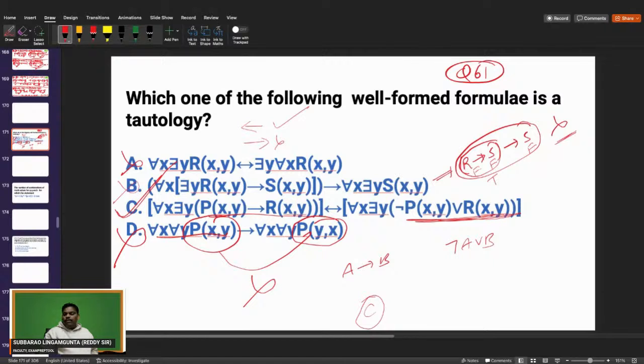Which one of the following well-formed formulas is a tautology? I think option C is a tautology. It will work both sides. Option A will not work both sides. Option B, one side also it doesn't work. Option D, it doesn't work. So the answer is option C. I think everyone is fine. Let's go to the next problem.